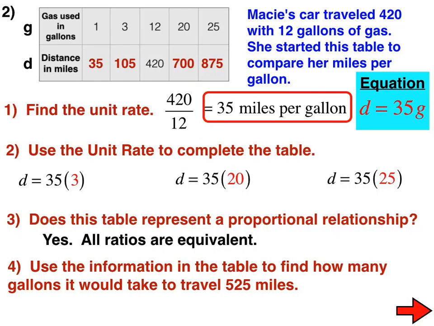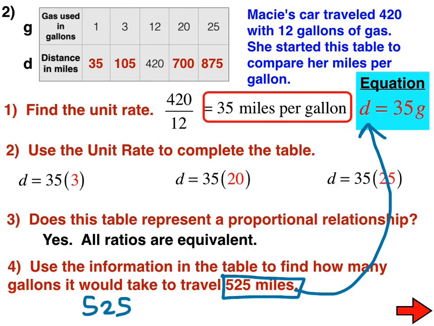And I want to know how many gallons it would take to travel 525 miles. So careful here. This 525 miles, is that G or D? Look at your table. Look at those labels. Is miles G or D? It's D. So when I use my equation, I want to plug in this 525 into D. So your work here is going to look like 525 equals 35G.